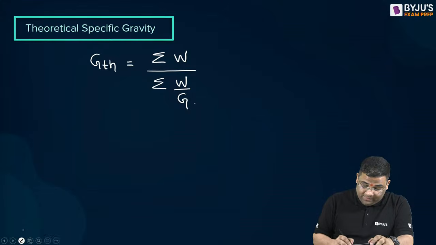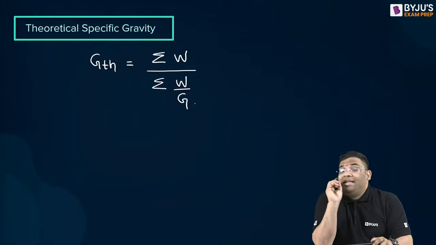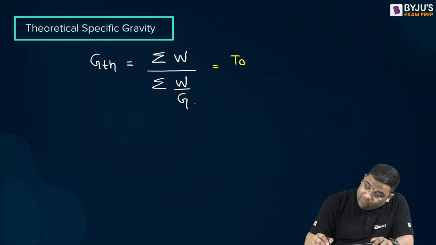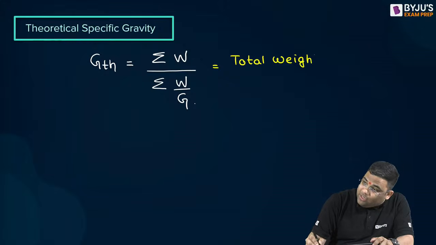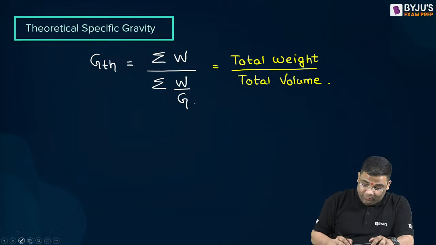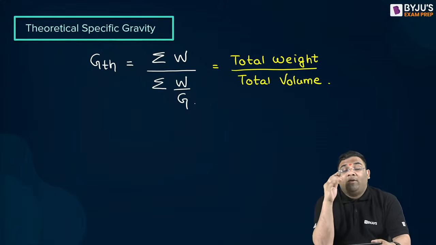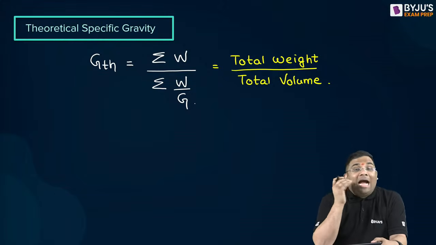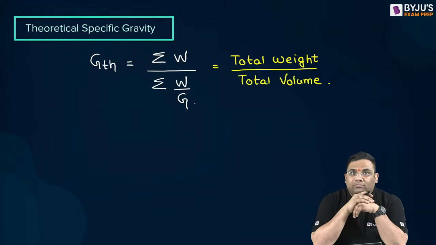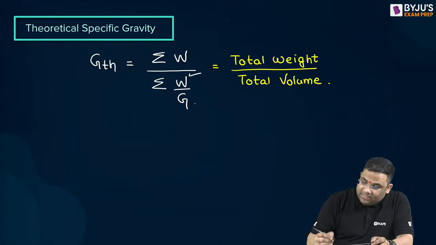But this theoretical specific gravity has a problem. What is the problem? You see, this is total weight by total volume. But you see, when I took the volume, I only took the volume of aggregates and bitumen, right? I took the volume of only aggregates and bitumen. I didn't take the volume of what? The volume of air, right? Remember? See, these weights are what?